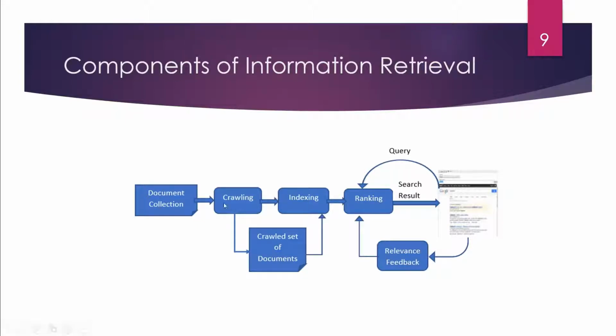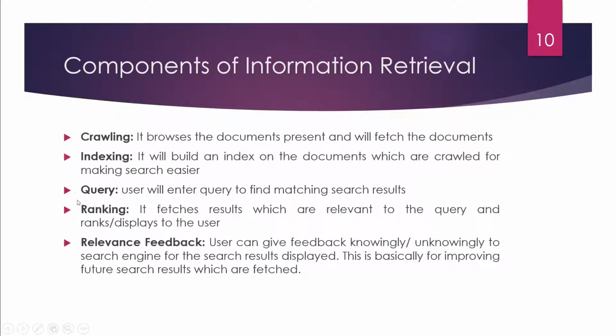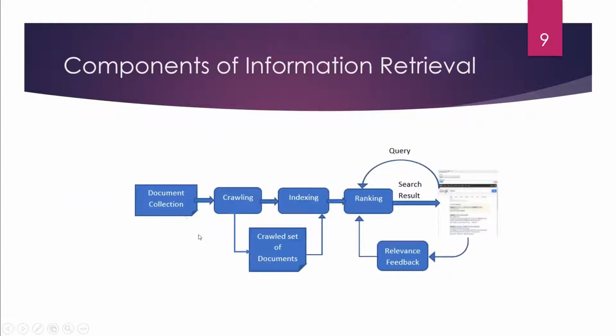If you see, the output of crawling is a crawled set of documents, and this crawled set of documents will be given as an input to the indexing. So after performing crawling, the next stage will be indexing. What is indexing? Indexing will build an index on the documents which are crawled, for making search easier. So after performing the crawling, these documents will be stored in the format of an index so that it makes the searching process easy. After storing the documents in an index, the next stage is ranking.